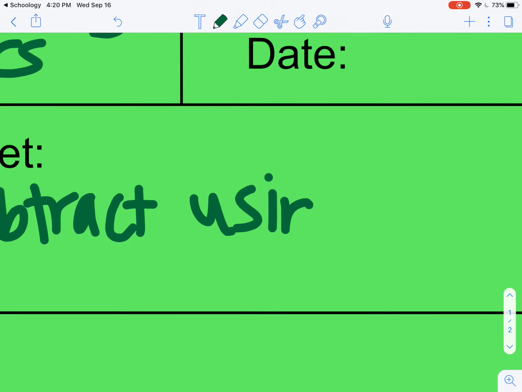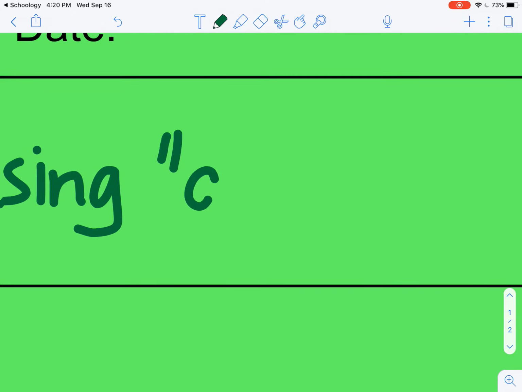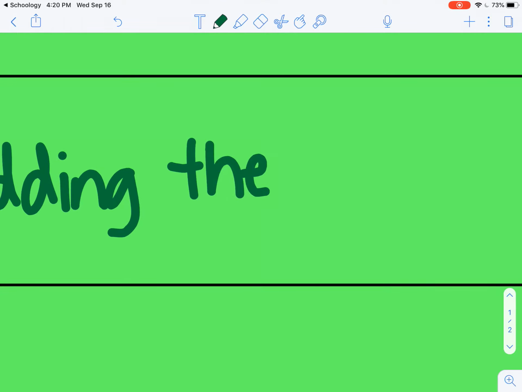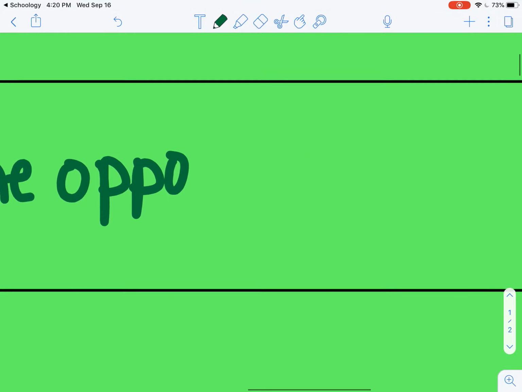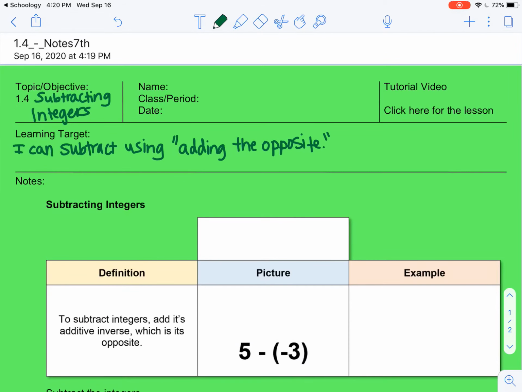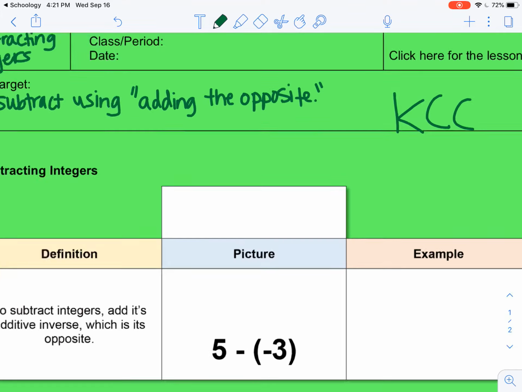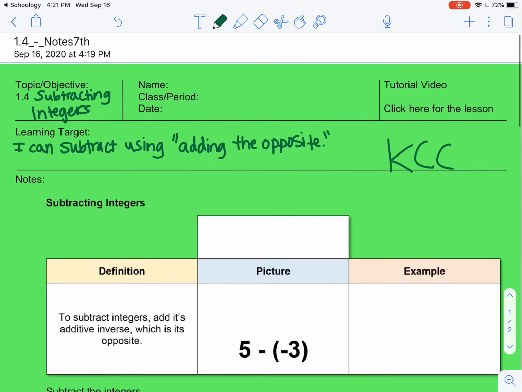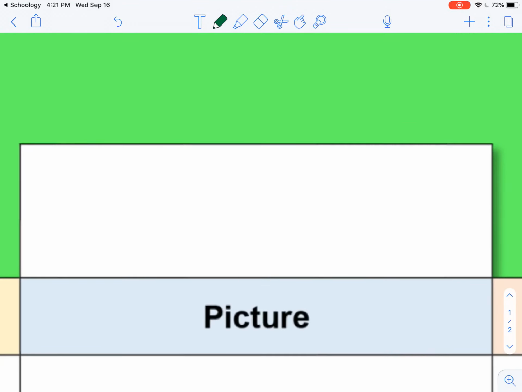Using this key term, adding the opposite. Alright, so when I talk about adding the opposite, you're going to hear me refer to keep, change, change quite a bit, okay? So let's talk about adding the opposite. In our boxes down here, our top box is all about adding the opposite. So you can write add the opposite again.